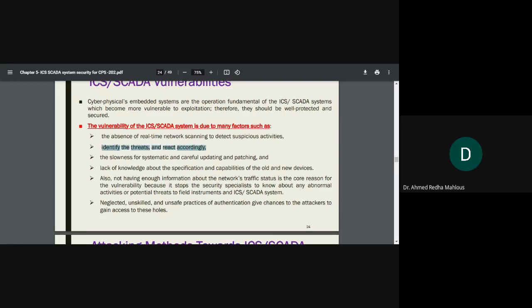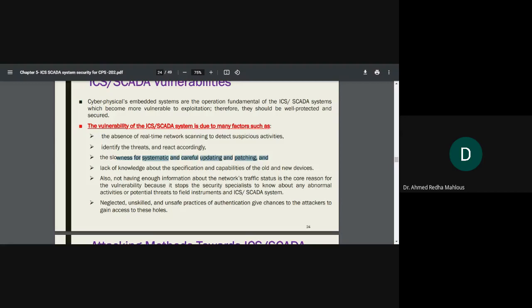Another factor that contributes to the existence of vulnerabilities in the ICS SCADA is how you identify threats and react accordingly. As we mentioned, it is not easy to detect and identify threats in ICS because it is a complex system. You have embedded systems, one system inside the system, so it is not easy. It is done, but it is not easy, and it cannot be done on every ICS SCADA system. Sometimes there is slowness in updating the system, because someone didn't take action or didn't update the system at the appropriate time, and that has been the cause of the presence of the vulnerability.